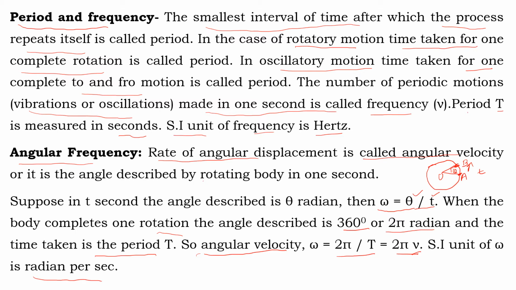That is, period is the smallest interval of time after which the process repeats itself. The number of periodic motions made in 1 second is called the frequency. The angular velocity is the rate of angular displacement.